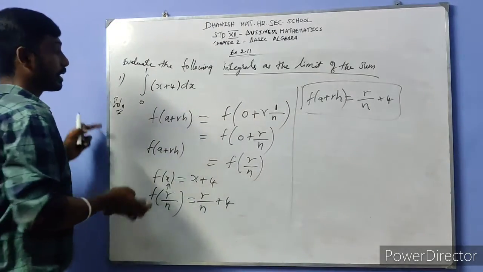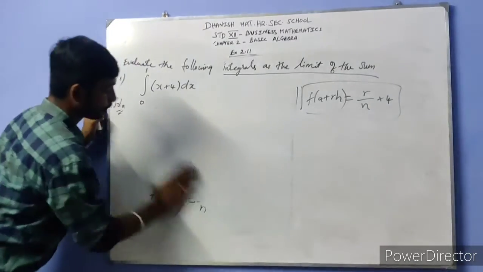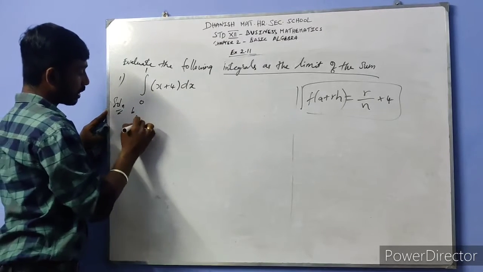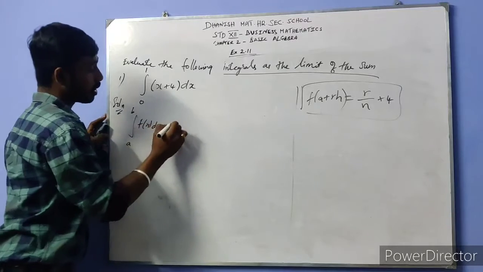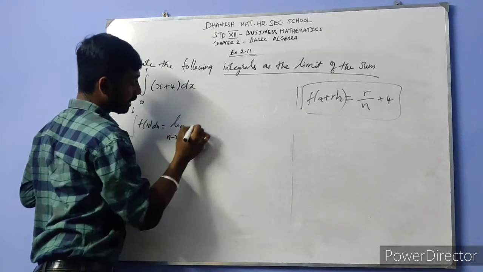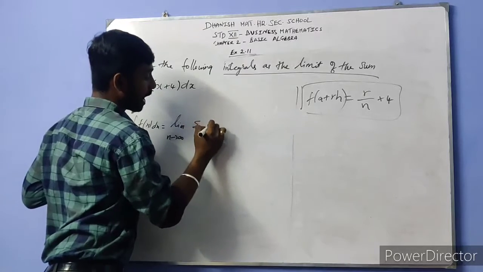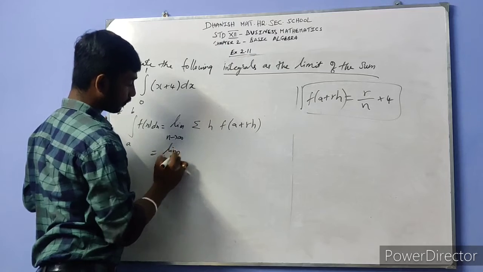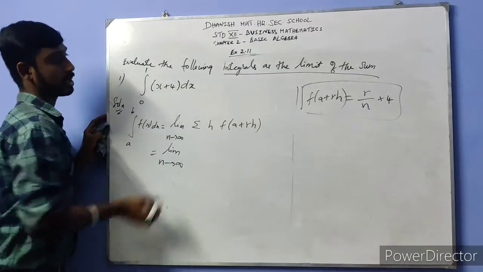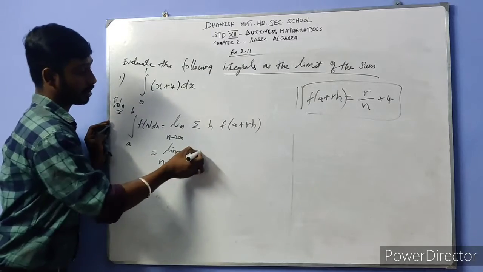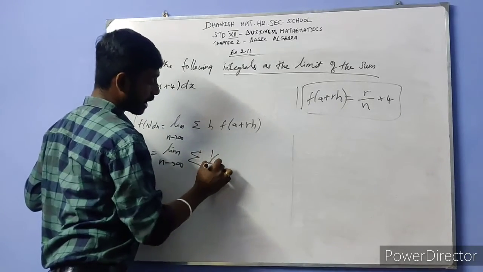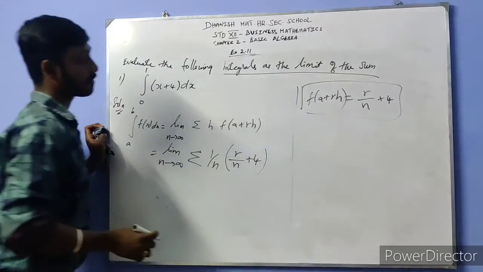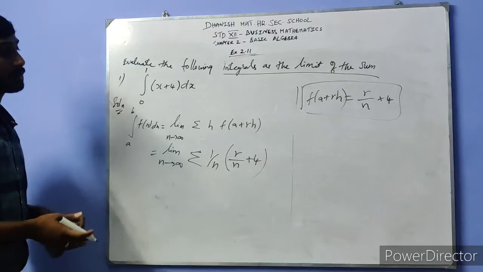Now we are going to substitute into the formula. So what is the formula given here? Integral of a to b f of x dx equal to limit n tends to infinity summation h f of a plus rh. So now we are going to find out this one. Limit n tends to infinity. What is the summation value? We don't know, so just put this one. What is the h value? That will be 1 by n. What is f of a plus rh? That will be r divided by n plus 4.